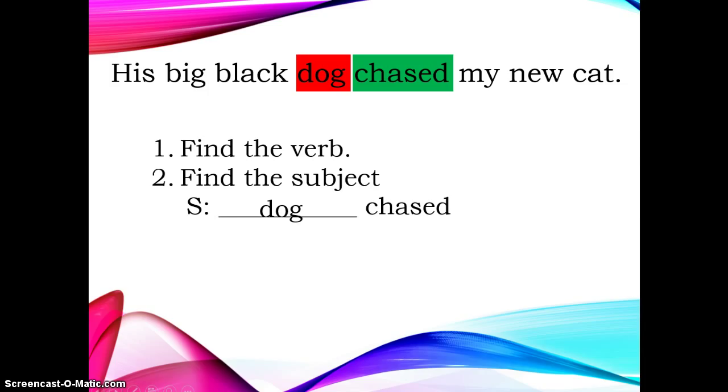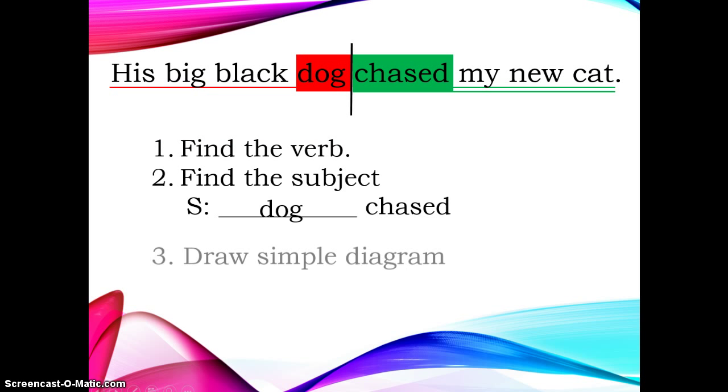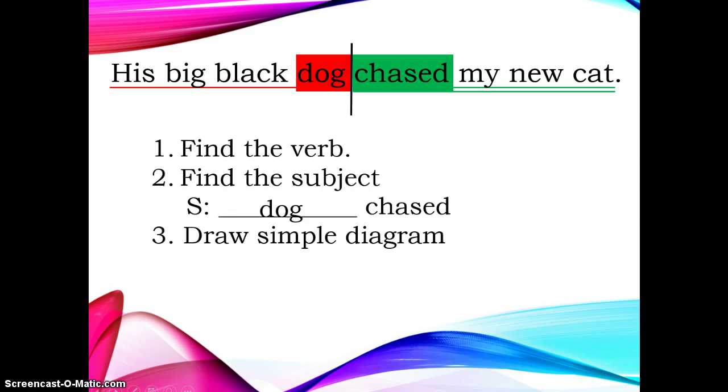Next, let's look for the complete predicate. Chased my new cat all works together as the complete predicate of this sentence. And his big black dog acts as the complete subject. Now let's divide the two. Finally, we're going to draw a simple diagram of this sentence. Again, we indicate a horizontal line to show the basic part of a sentence. The vertical line shows the subject-predicate division, and we simply fill in the blanks. Dog chased.